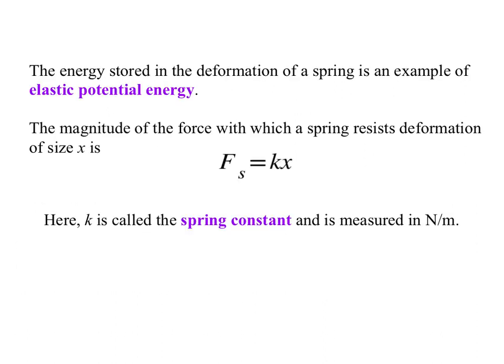Change of tack. The energy stored in the deformation of a spring is an example of elastic potential energy. We'll talk about springs beginning with the magnitude of the force that a spring exerts. The spring resists deformation of size x with a force which is F sub s equals k times x, where k is something called a spring constant, because it's the constant that tells about the spring, and is measured in terms of newtons per meter.